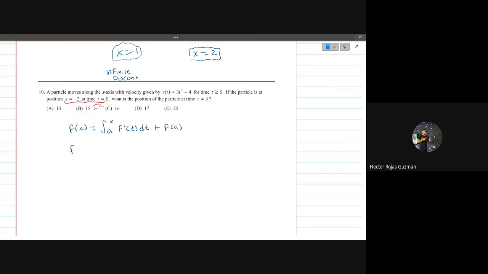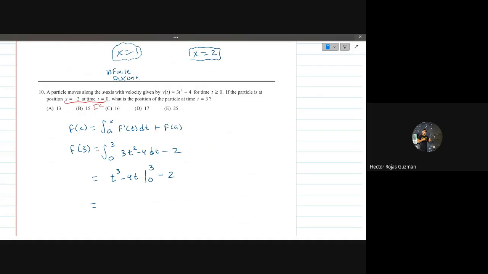So if I want to find the position of the particle at 3, we're going to do the integral from 0 to 3 of the velocity plus your initial condition. Oh, I made a tiny mistake right here. Here we have a -2, and this one right here is supposed to be 0. So first, my antiderivative. We get t to the power of 3 minus 4t, evaluated from 0 to 3, minus 2.